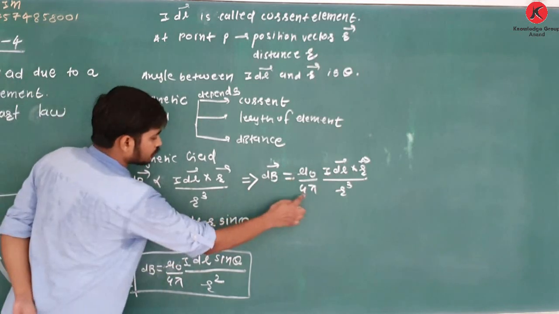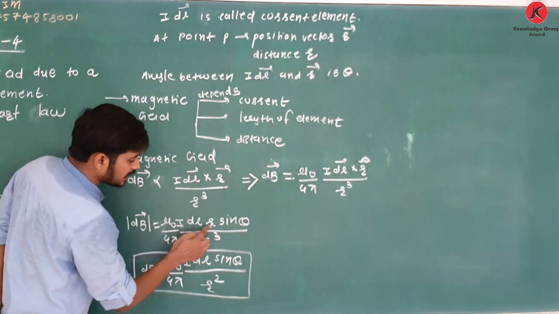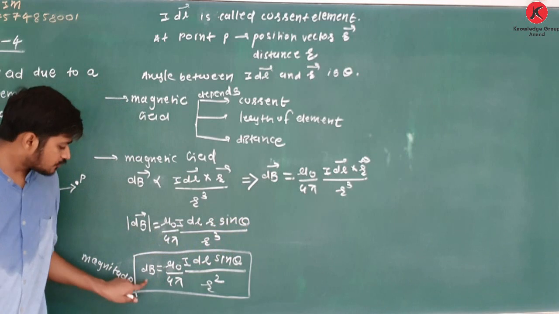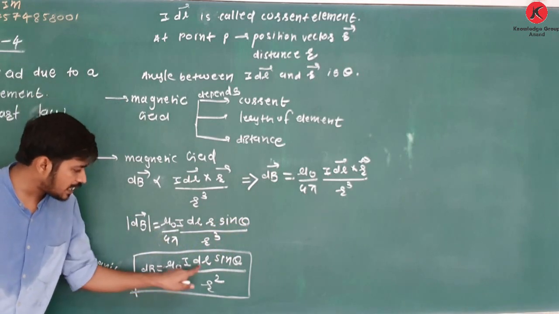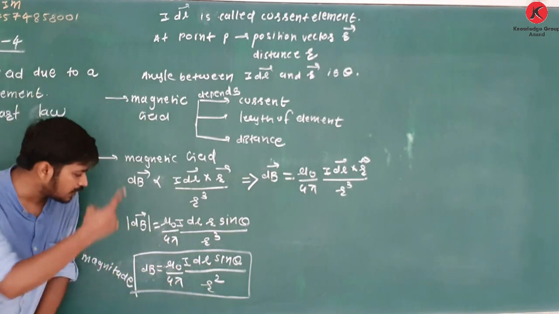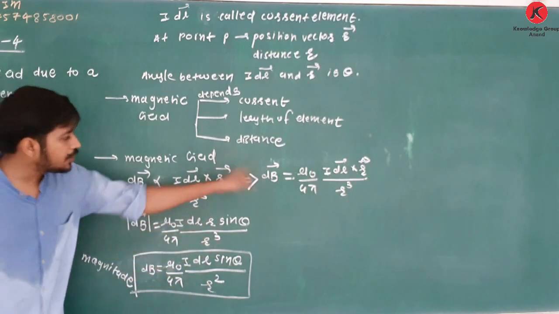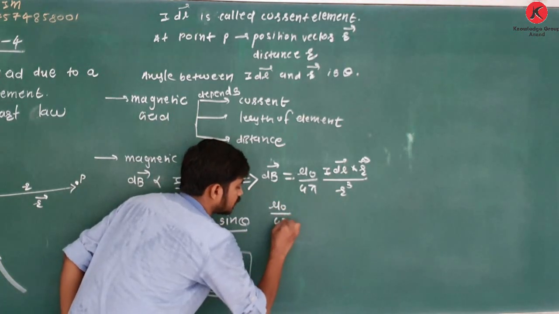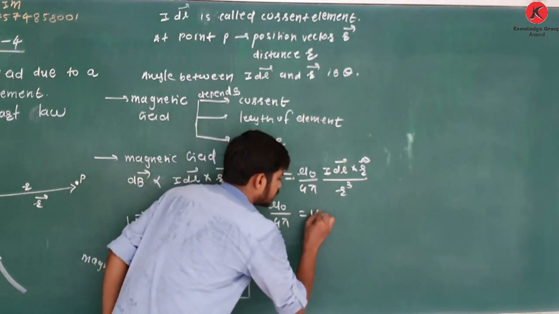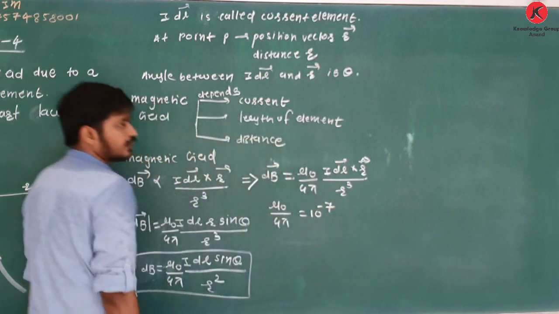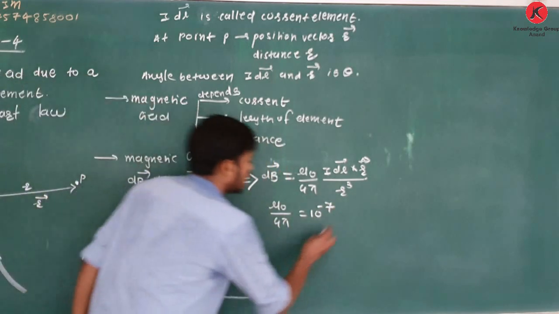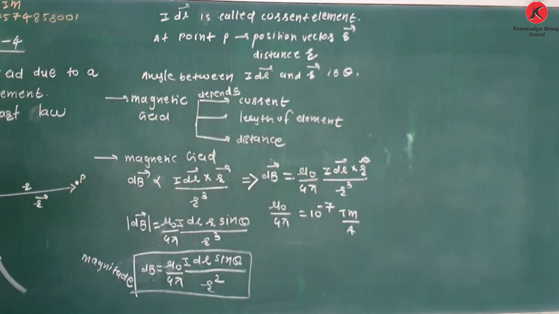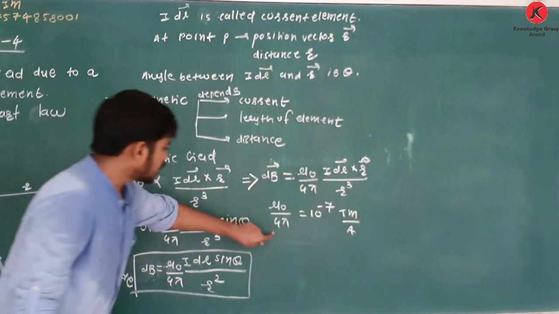Now how to find its magnitude? It is equal to mu 0 upon 4 pi as it is, I dl r sin theta upon r cube. So dB is equal to mu 0 upon 4 pi I dl sin theta upon r square. You have to remember this equation. Clear? Where mu 0 upon 4 pi is the constant of proportionality and its value is 10 raised to minus 7. Its unit is Tesla meter per ampere.